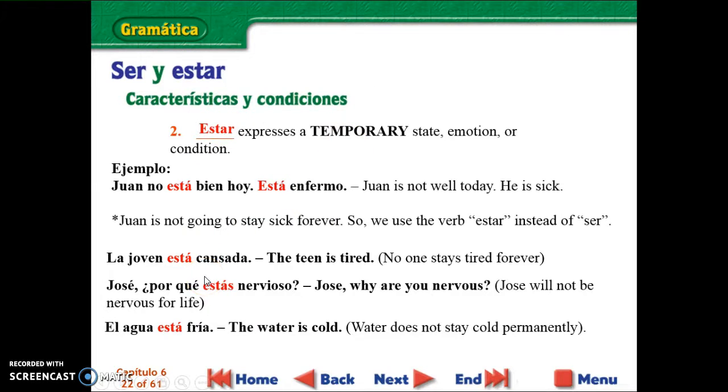And the last one I have on here is el agua está fría. The water is cold. Water, as we know, does not stay cold permanently. It is not a permanent trait of water. There's hot water, there's cold water, right? So it's not permanent. So we use the verb estar.